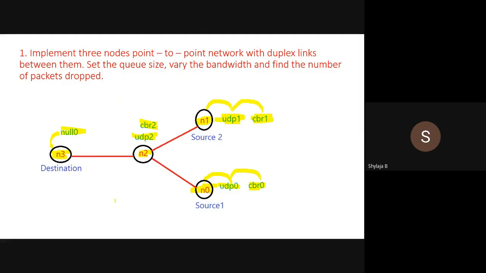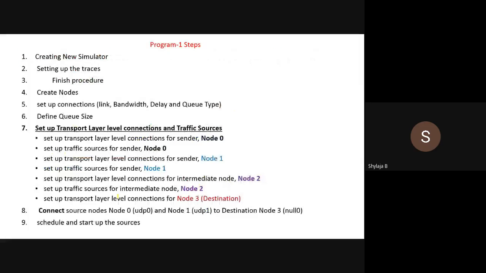Now let us see the different steps in this program. These are the steps involved in this program. If you remember these steps, you can just substitute the code segment for each step. The first step is creating a new simulator. Here in NS2, we have a class called Simulator, and that class contains all the necessary member functions and variables which are required for our simulation.